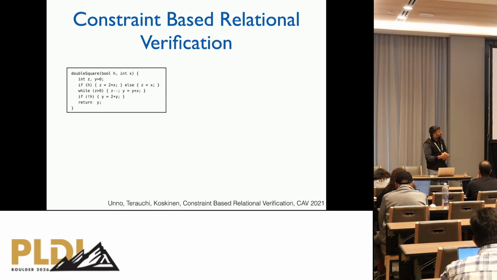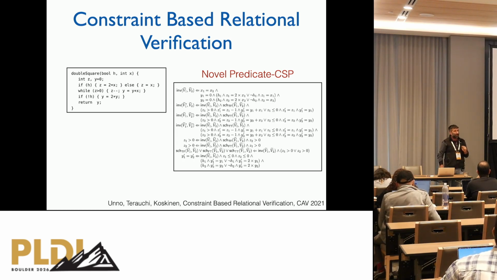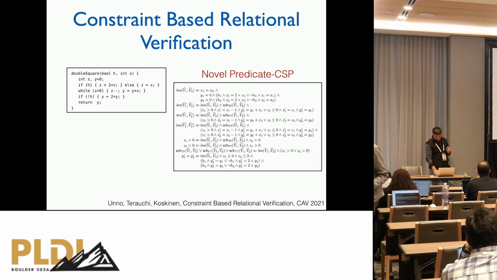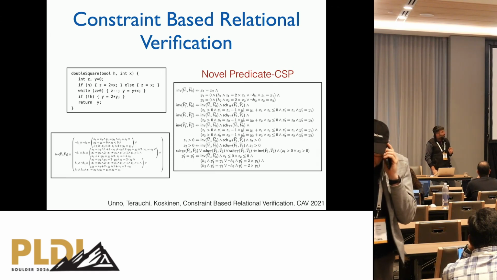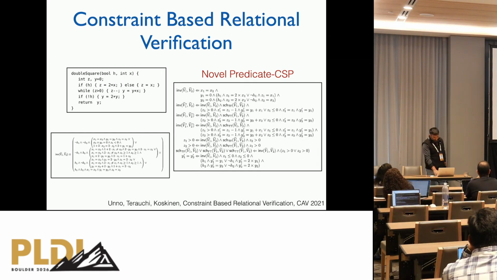So the kind of picture you should have in mind, that this is not really to read, is that we can take a program, we can extract some set of invariants that represent our program and the relational property we want to verify, and then we can try to solve the constraints and find some solution.